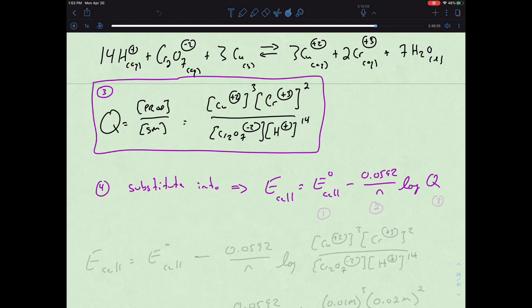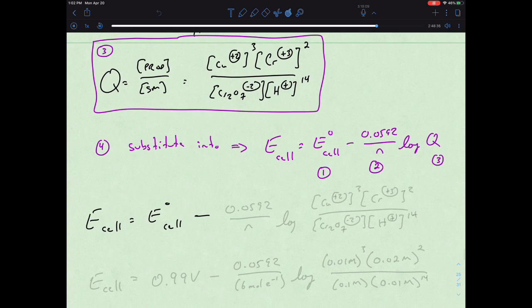And we got our cell potential, standard state was step 1. We got our N at step 2, where we can combine the half reactions. We got our Q from step 3. And so now we're looking at step 4 as far as putting it all together. So our cell not at standard state would equal the cell potential at standard state minus 0.0592 divided by N times the log of my copper +2 concentration cubed times my chromium concentration squared over my dichromate times my proton concentration raised to the 14th power.